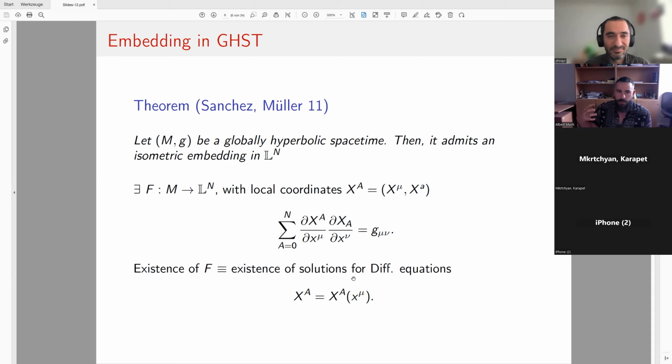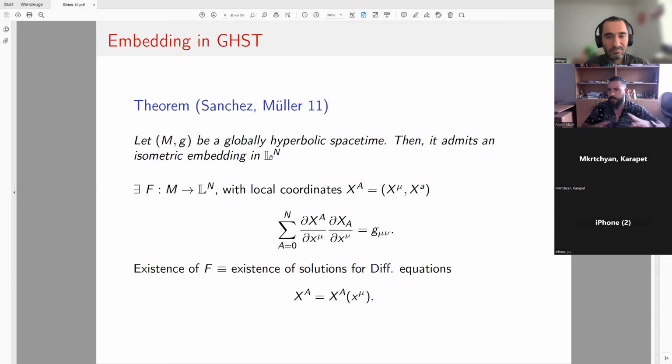First of all, there's this theorem in mathematics, the Whitney embedding theorem, or the Nash theorem, which basically tells you that if you have a curved or non-flat manifold, you can embed it in a higher dimensional Riemannian space, for a certain dimension. Sanchez and Müller generalized this to globally hyperbolic spacetimes. If your spacetime is globally hyperbolic, with this manifold and this metric, then it admits an isometric embedding into L^n, which is higher dimensional Minkowski.